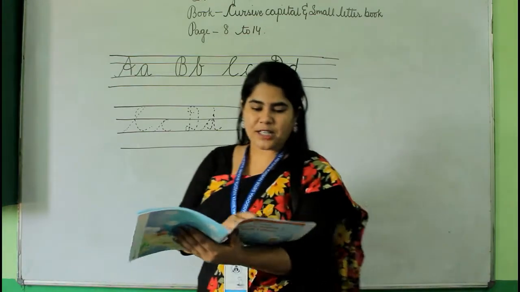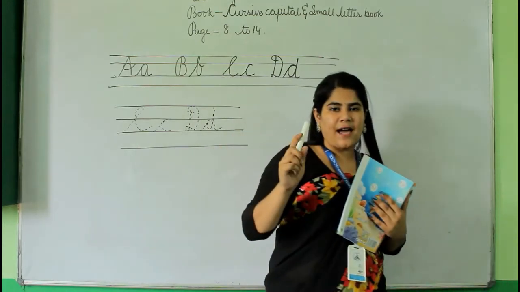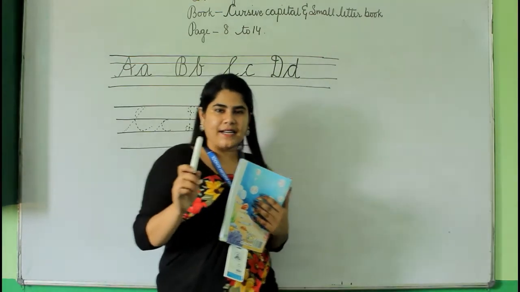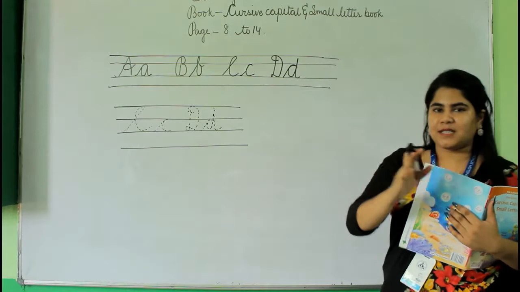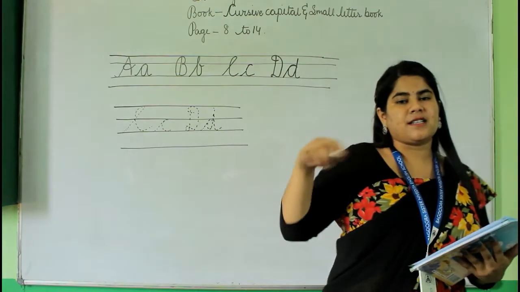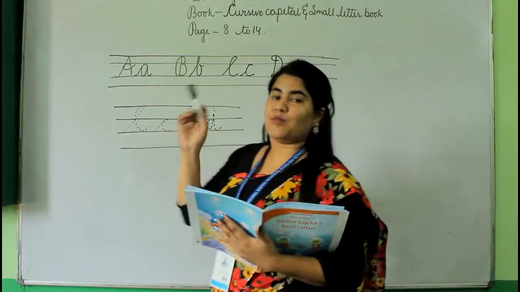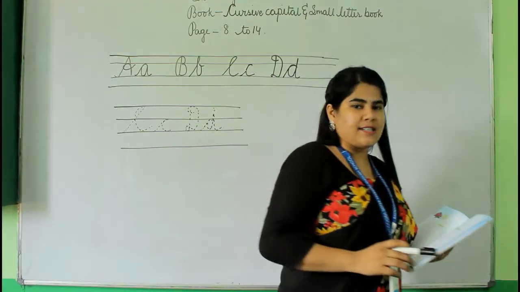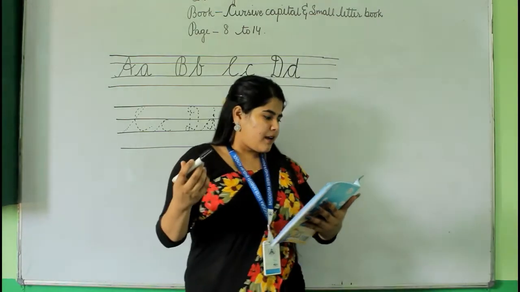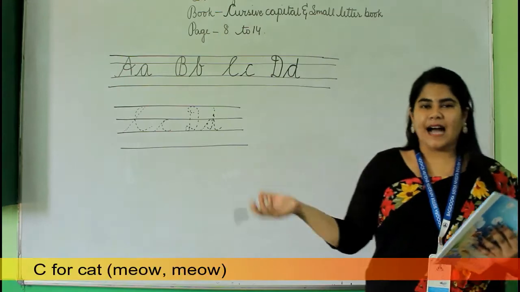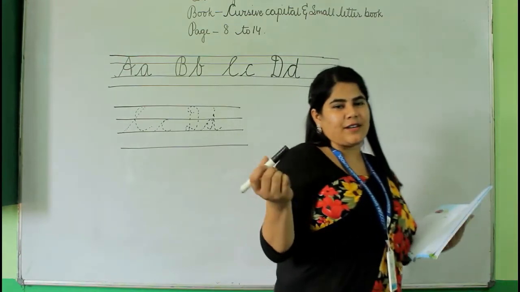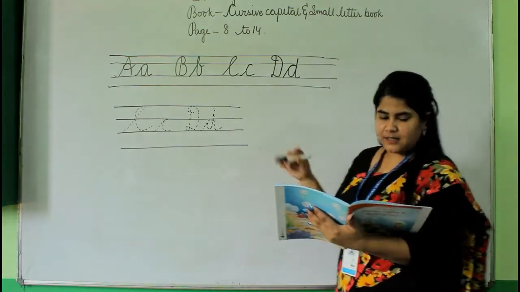Open to page number 8. The other day we learned cursive letters A and B, with both capital and small letters, right? So today we are going to learn cursive letter C and cursive letter D, both capital as well as small letter. First of all, everyone say C is for cat, car, cow, and D is for dog. So today we will learn cursive letters.